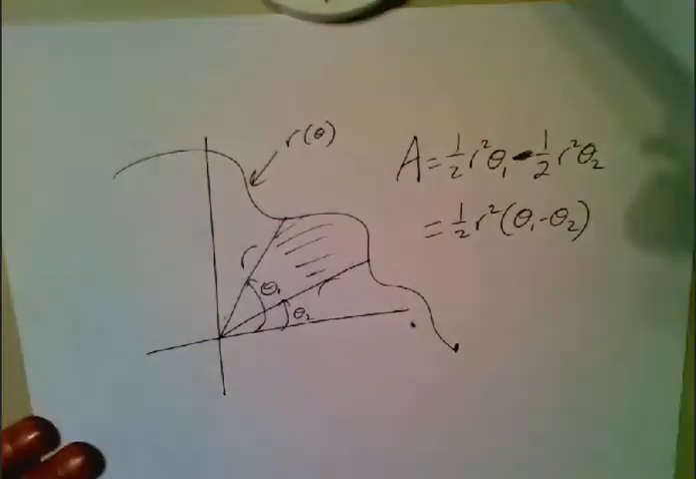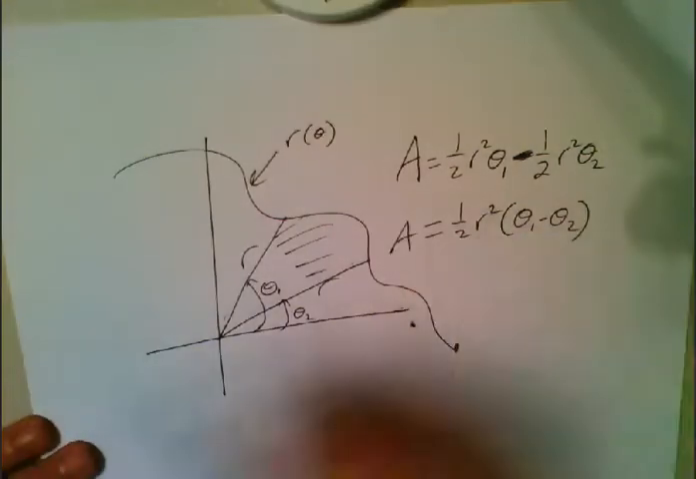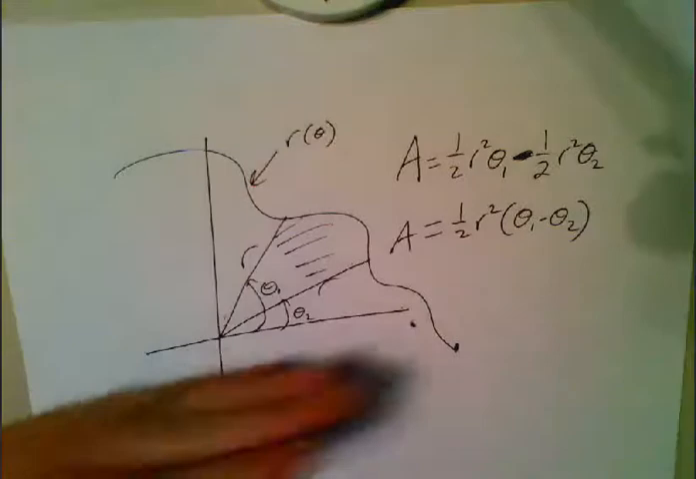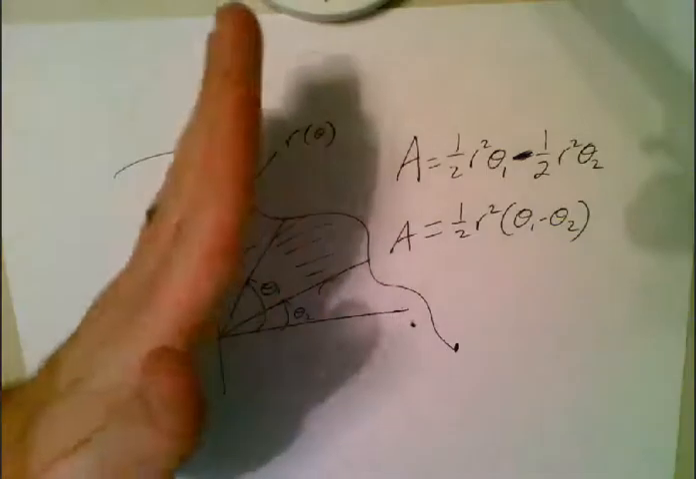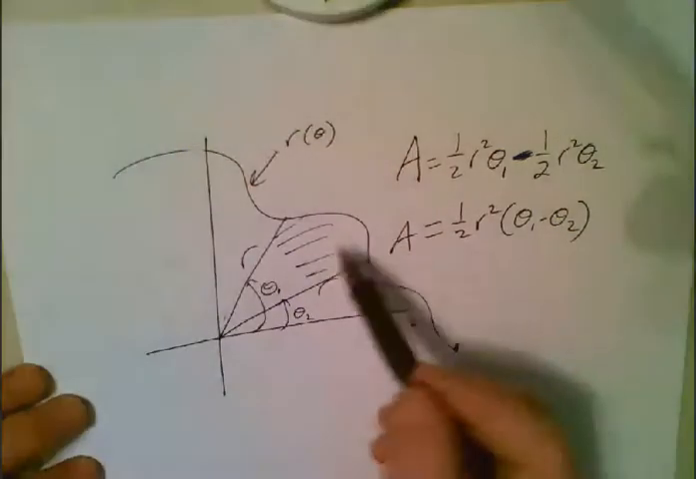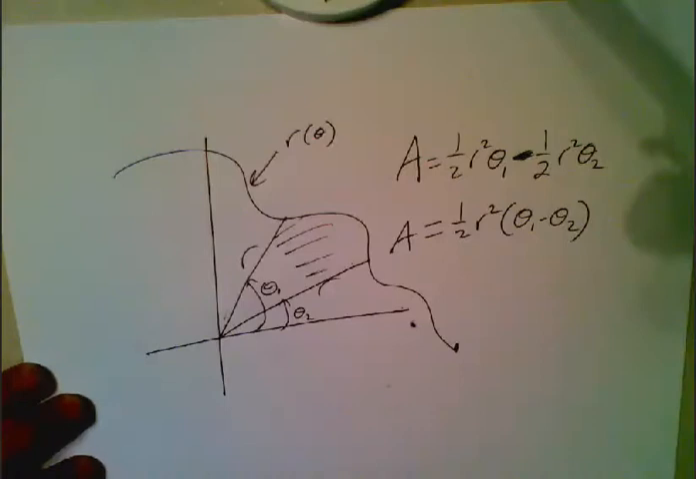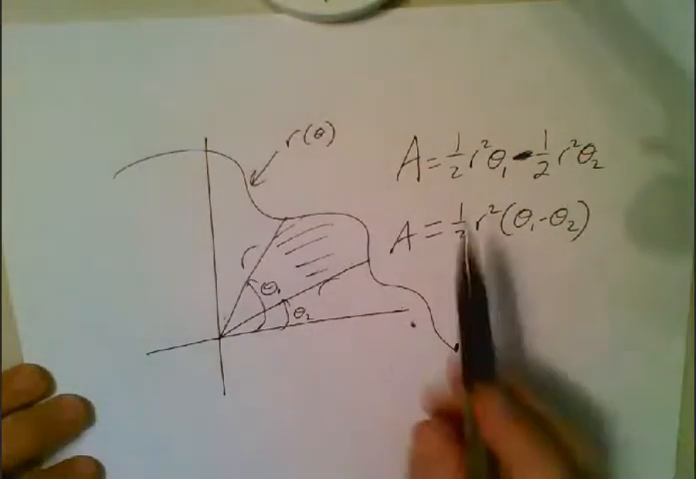Okay, and whatever that is, that's my area for that slice. But of course, I want to add up an infinite number of slices. I'm sure you saw this coming. This is just like when we did rectangles. It's really no different. We're just slicing it up into sectors instead of rectangles.